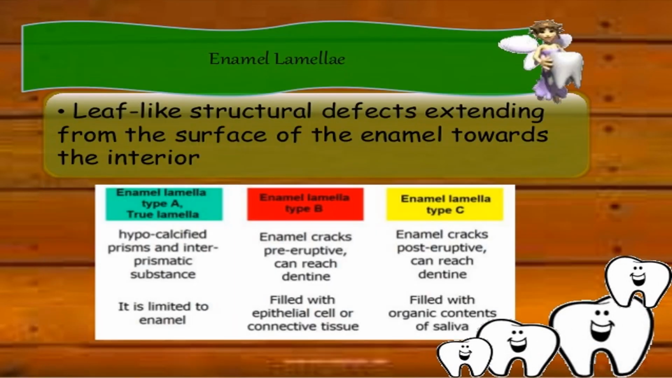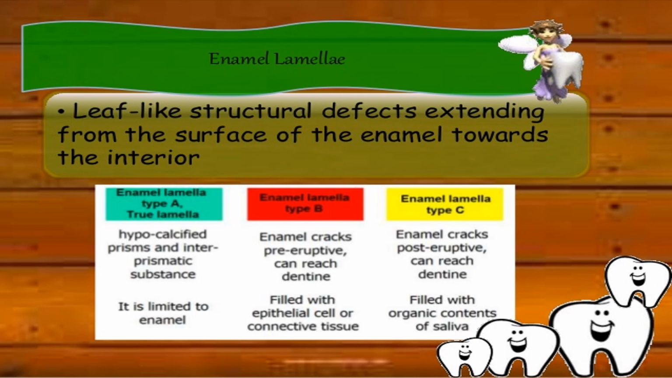What are enamel lamellae? Enamel lamellae are leaf-like structural defects extending from the surface of the enamel towards the interior. So, enamel lamellae are nothing but defects extending from the enamel surface towards the interior. There are three types of enamel lamellae: type A, type B, and type C. Type A is true lamella. It is hypocalcified prisms and interprismatic substance. It is limited to enamel only. What is type A? Hypocalcified prisms and interprismatic substance.